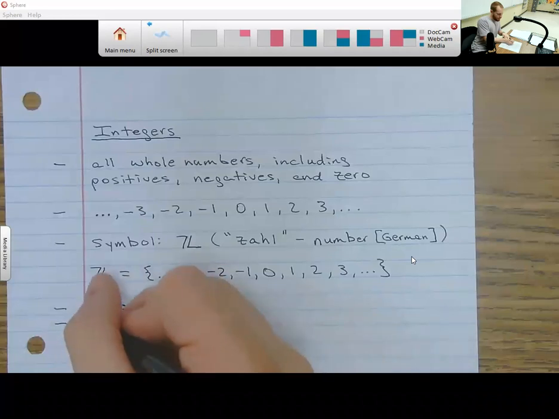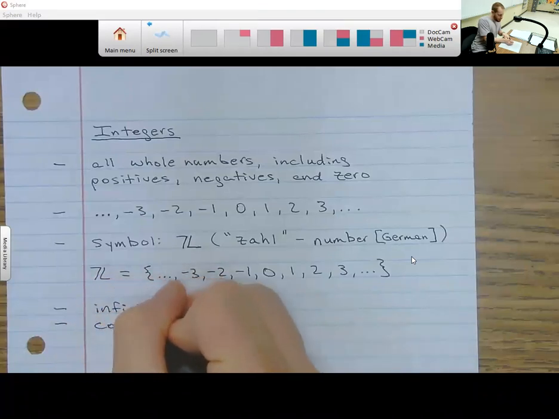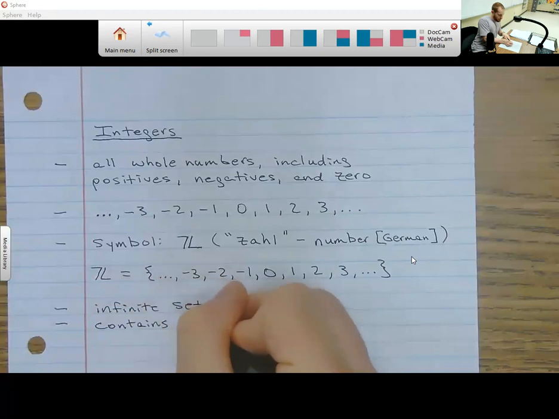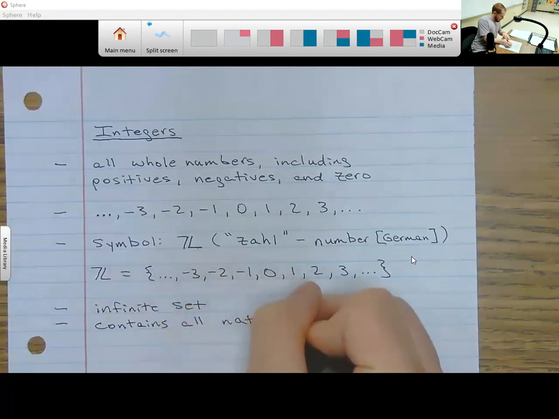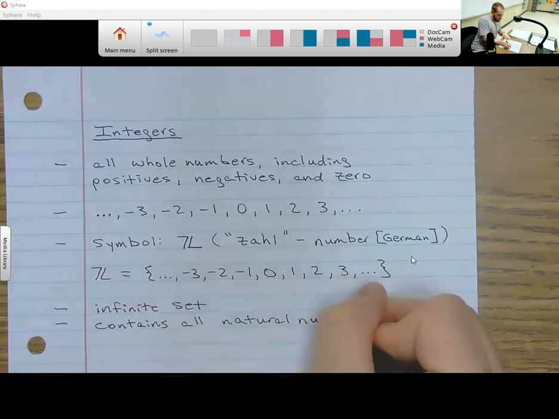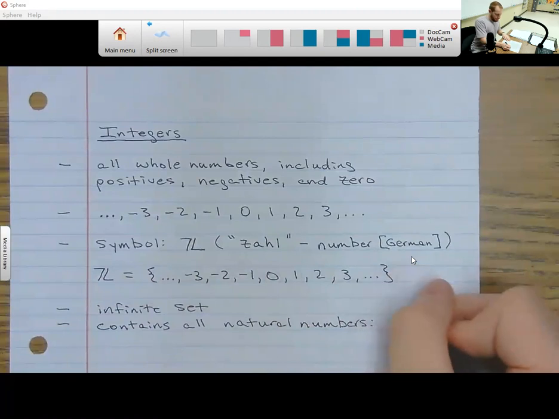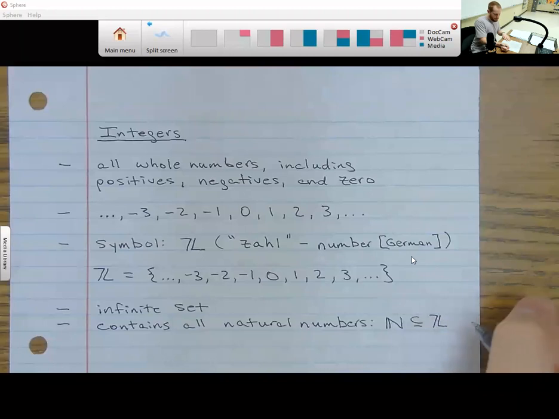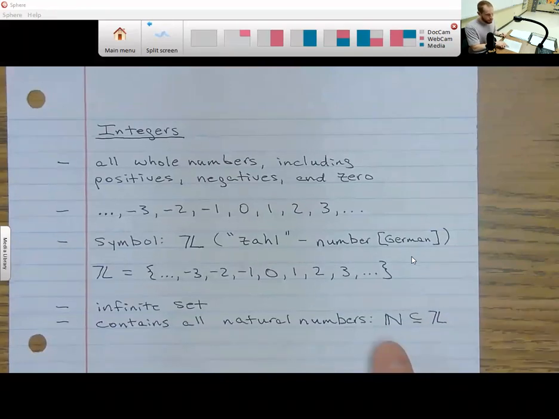It's an infinite set that contains all the natural numbers. The way we would write that is N is contained inside Z. So the natural numbers is actually a subset of all the integers, right? All the positive whole numbers are contained inside the integers. So we say that N is a subset of Z.